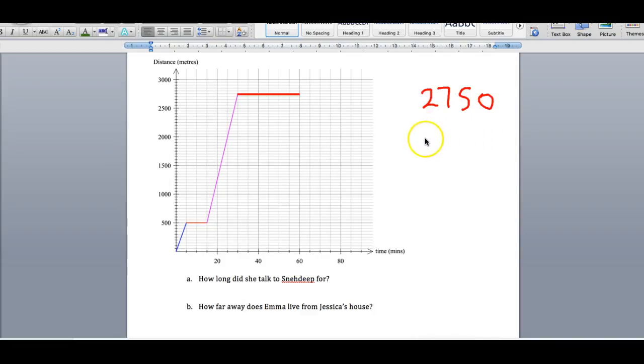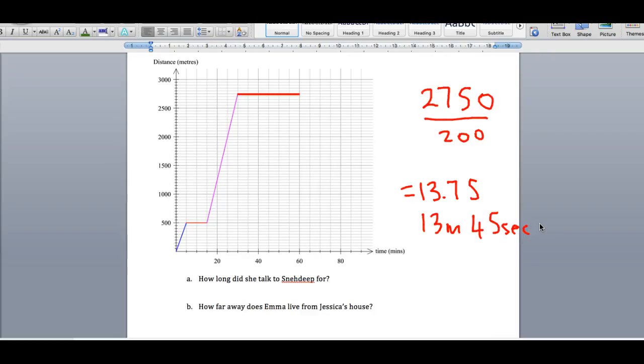So I'm just thinking, okay, so to work out how long it takes her, we do the distance divided by the speed, so 2,750 divided by 200 is 13.75. So it takes her 13 minutes, 0.75. So 0.75, when you convert that into minutes, is 45 seconds.